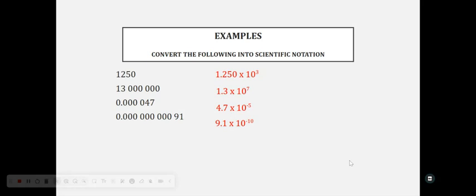Hopefully those are making sense to you. Again, if you move it to the left, it'll be positive. If you move it to the right, it'll be negative.